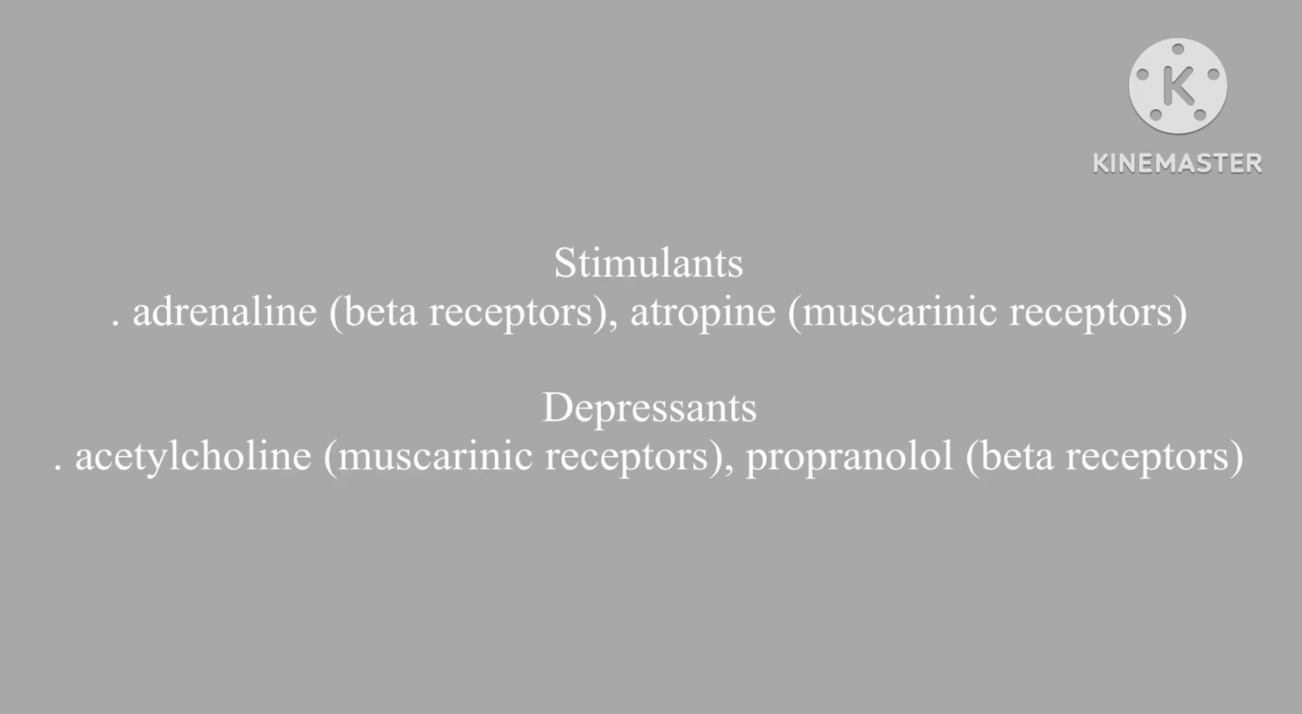And propranolol is a non-selective beta blocker. It blocks the sympathetic beta 1 effect, which means it depresses the heart rate. So the stimulants are adrenaline and atropine, and the depressants are acetylcholine and propranolol. Adrenaline and propranolol act on beta receptors, and atropine and acetylcholine act on muscarinic receptors.